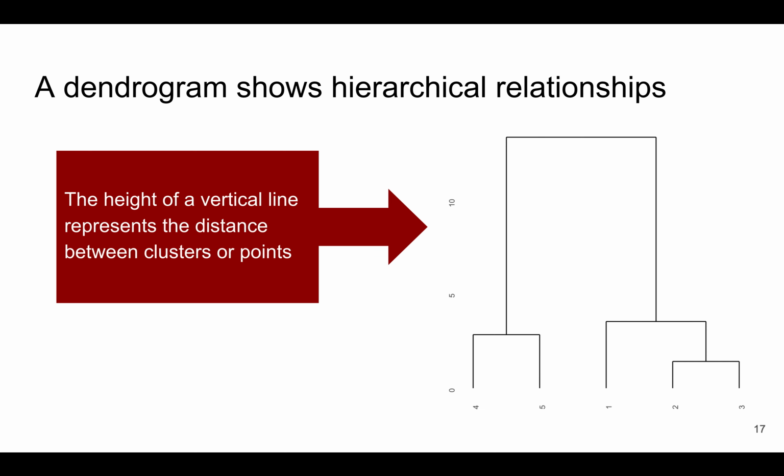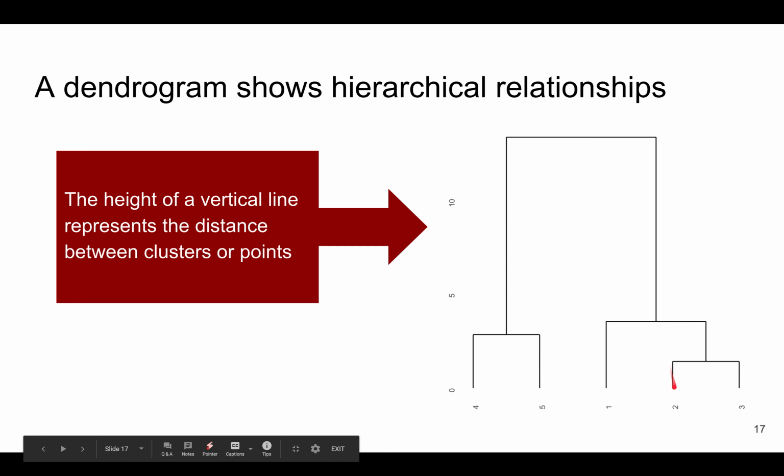To illustrate the hierarchical clustering process or hierarchical relationships, we can use a dendrogram, which is a special type of plot. In a dendrogram, the height of the vertical lines represents the distance between clusters or points. So for example, points 2 and 3 are very close when they get combined into a single cluster. That's why this height is very small.